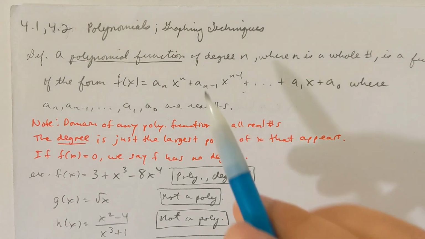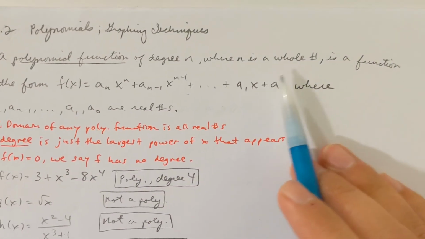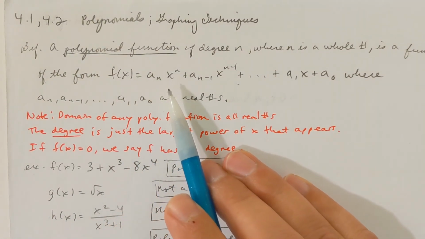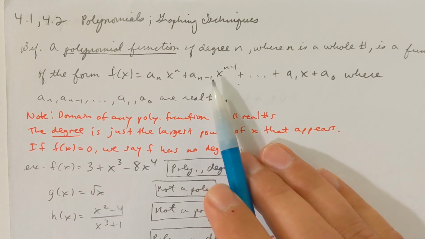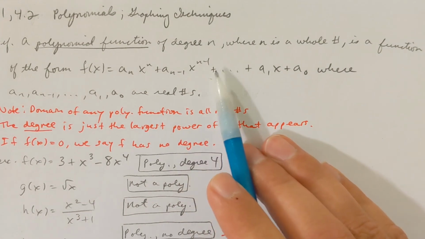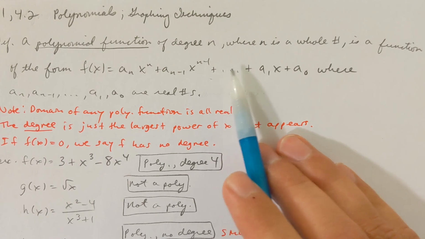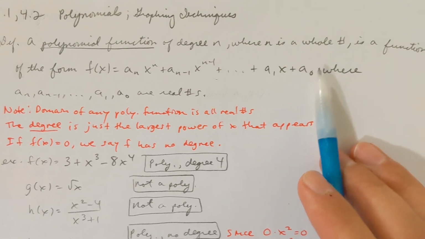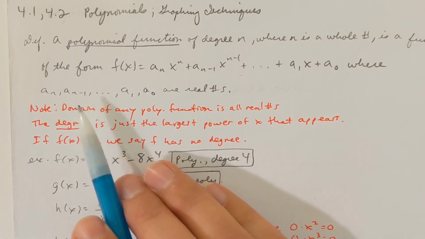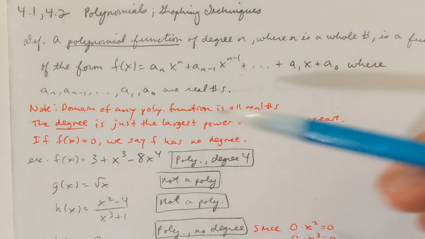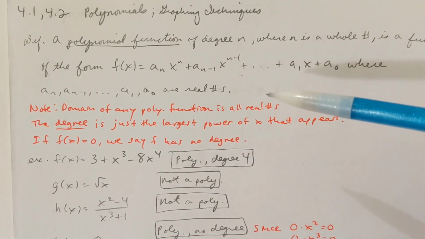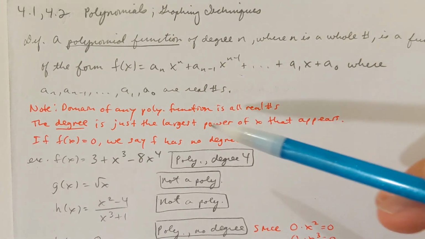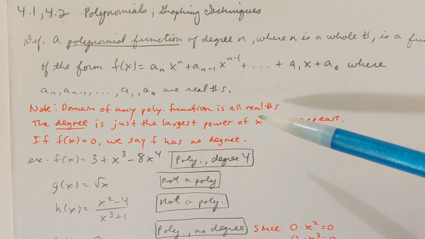A polynomial function of degree n, where n is a whole number, is a function of the form f of x equals a sub n times x to the n plus a sub n minus 1 times x to the n minus 1 plus a sub n minus 2 times x to the n minus 2 plus etc. plus a sub 1 times x to the first plus a sub 0. And this is where a sub n minus 1, right down the line, down to a sub 1, a sub 0 are real numbers. Okay, so I have a real number in front of each term. The domain of any polynomial function is all real numbers.